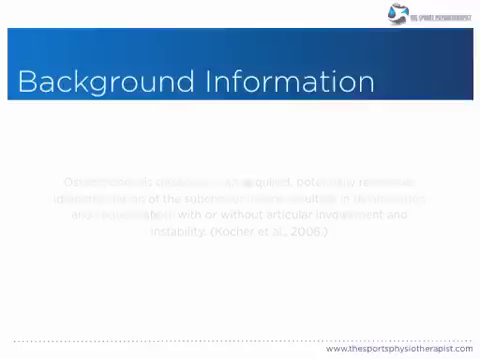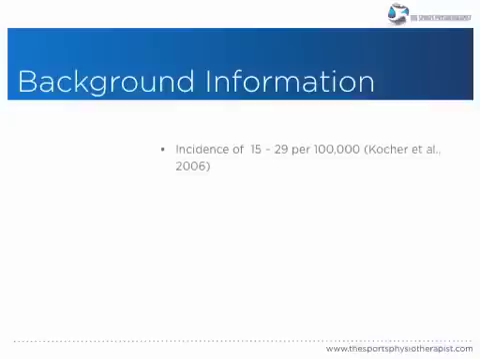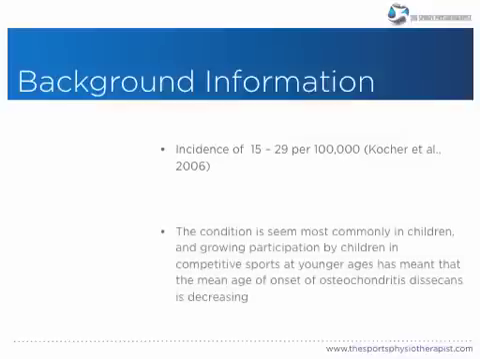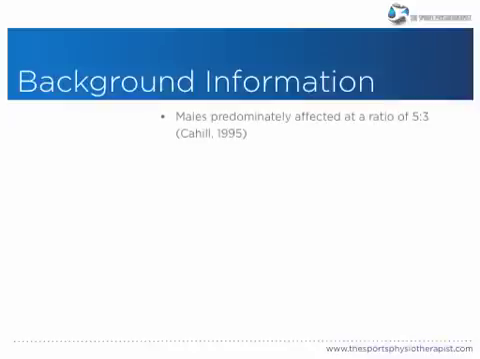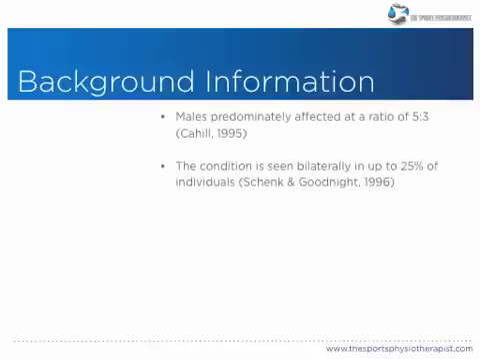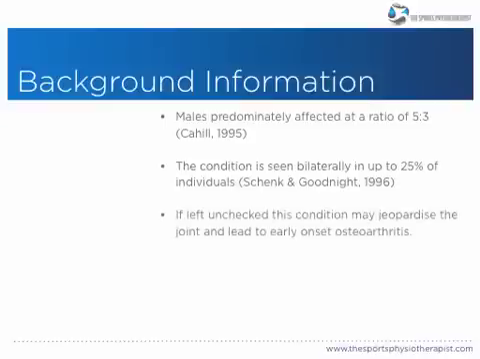The condition has an incidence of 15 to 29 per 100,000, and it is seen mostly in children. Growing participation by children in competitive sports at younger ages has meant that the mean age of onset of osteochondritis dissecans is decreasing. Males are predominantly affected at a ratio of 5 to 3, and the condition is seen bilaterally in up to 25% of individuals. If left unchecked, this condition may jeopardise the joint and lead to early onset arthritis.